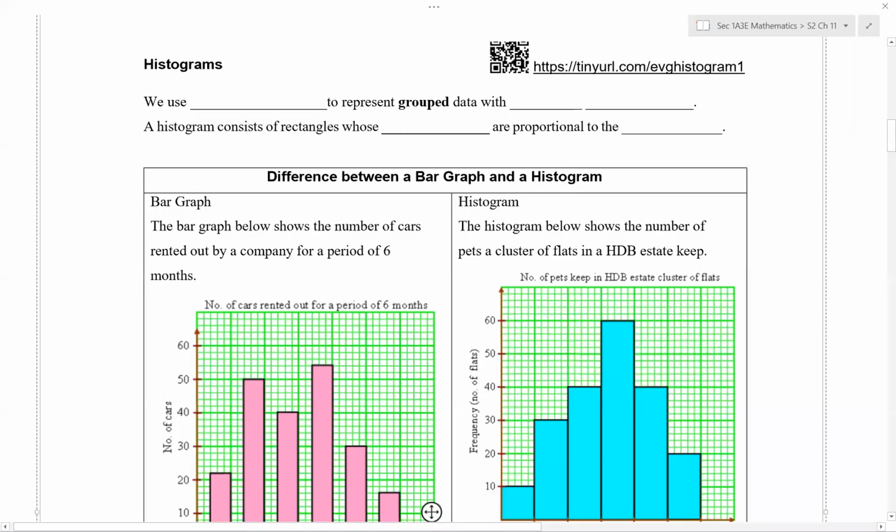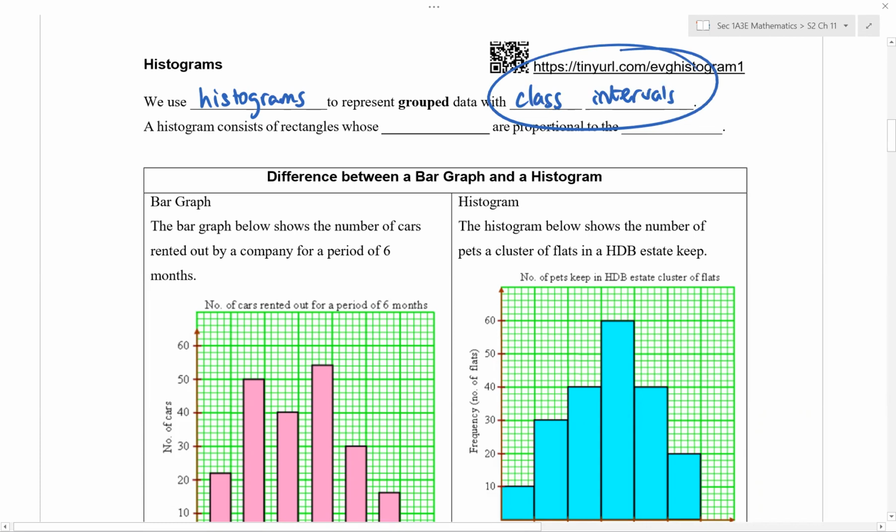Right, this video is on chapter 11, part 3 on histograms. So we use histograms to represent group data with class intervals. You've seen this phrase in your Sec 1, chapter 14, data handling, part 2 on group frequency tables. A histogram consists of rectangles whose areas are proportional to the frequencies.